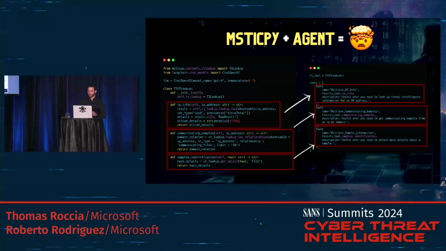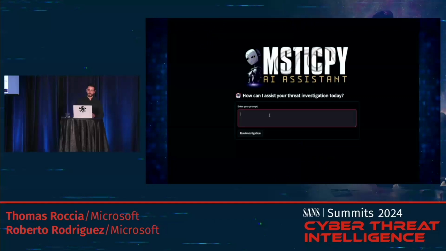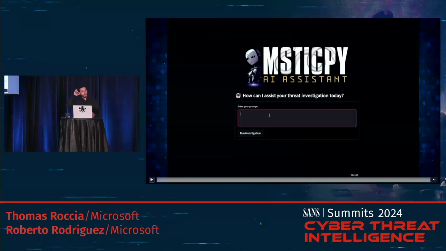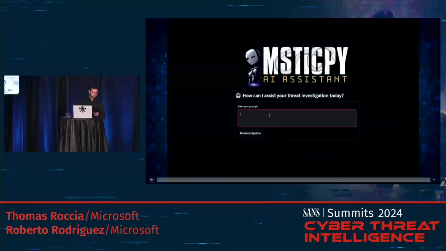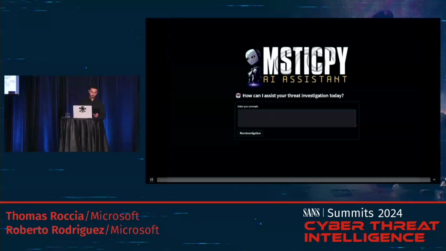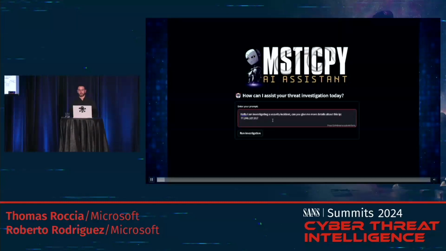So let me show you an example. It's a proof of concept, a small tool that we called MISP Pi AI Assistant. It's basically a kind of chatbot where you can directly interact with MISP Pi to make requests about threat intelligence. So, click on it. There you go. So what we are doing here.